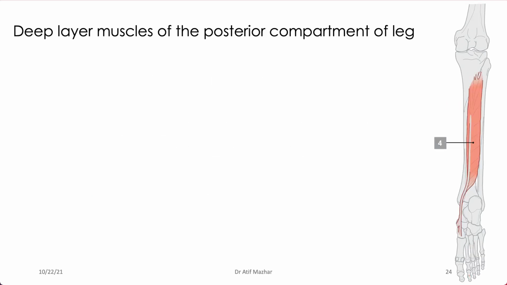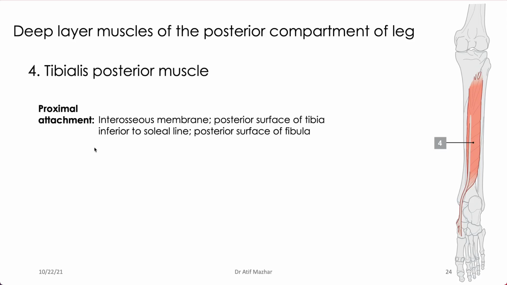Now we are looking at the last muscle, one of the deep muscles of my posterior leg, and this muscle is the tibialis posterior. You can see it's coming from the interosseous membrane, the posterior surface of the tibia inferior to the soleal line, and the posterior surface of the fibula. So many attachments. A huge muscle becomes a tendon.